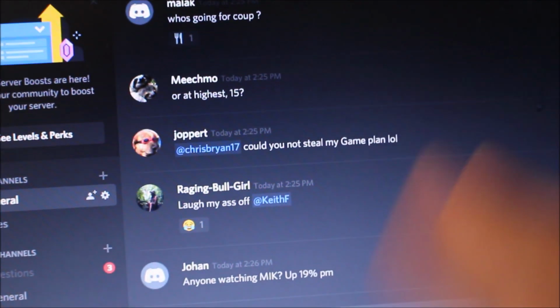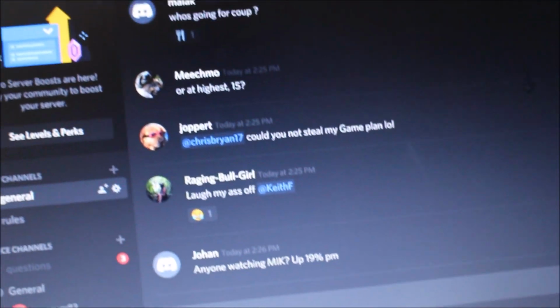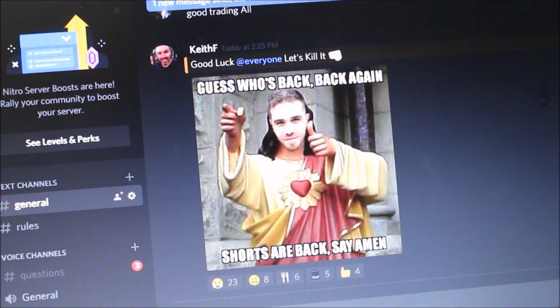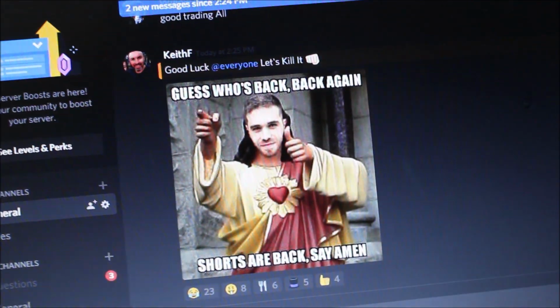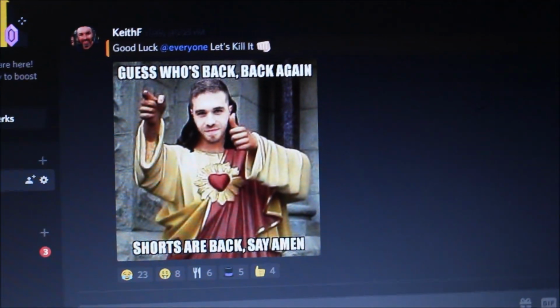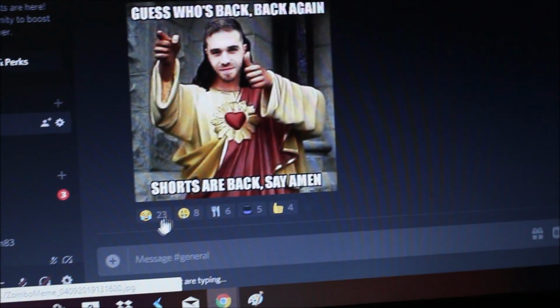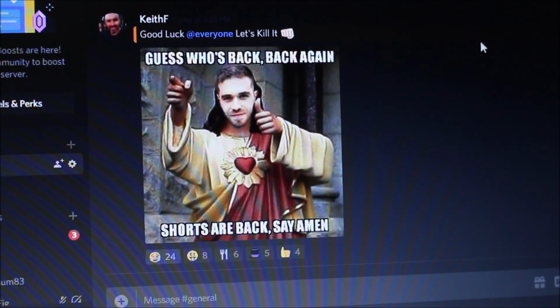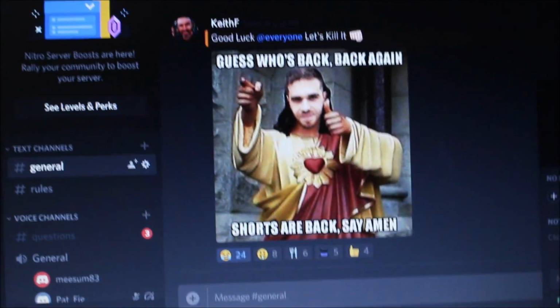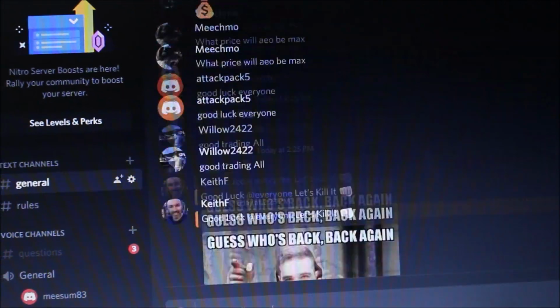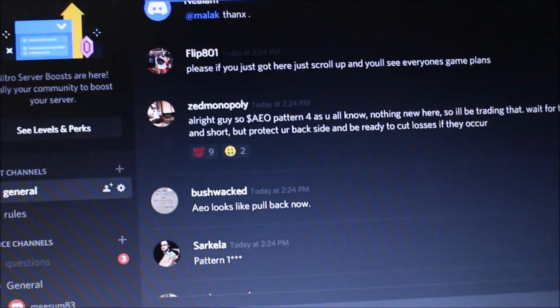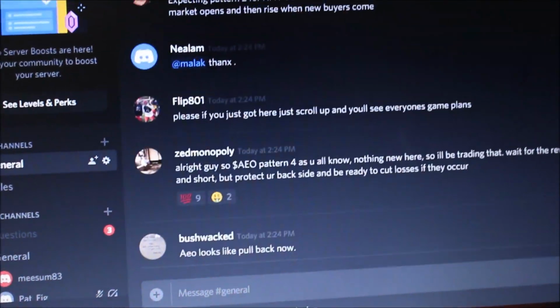On this Discord chat, I already shared my game plan with them. Here go the memes, and usually Keith here launches the meme. I haven't even seen that yet. Guess who's back? Shorts are back. Yeah, we love shorting, guys. We love shorting because this is something that gives us an edge over the market.